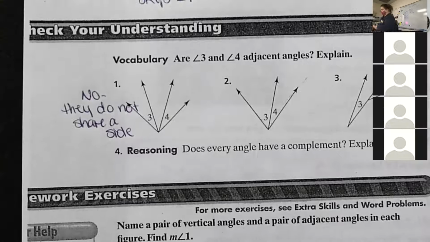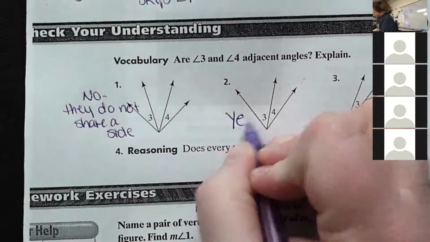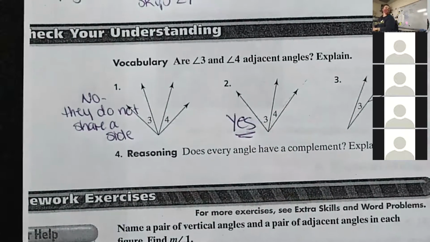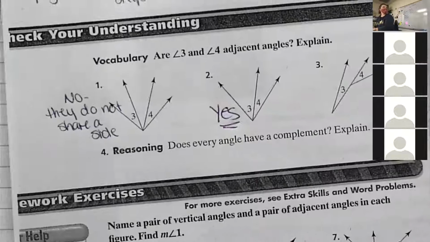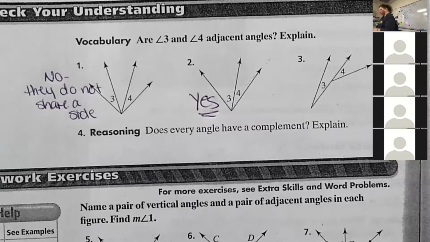Okay, number 2, are 3 and 4 adjacent? Do they share a side? Yes. Do they share a vertex? Yes. So yes. Good job, number 2. You didn't explain, Mrs. Adrian. I don't need to explain, right? Oh, I guess maybe I could. You have to though. I wouldn't explain on a yes. I'm gonna explain on a no.